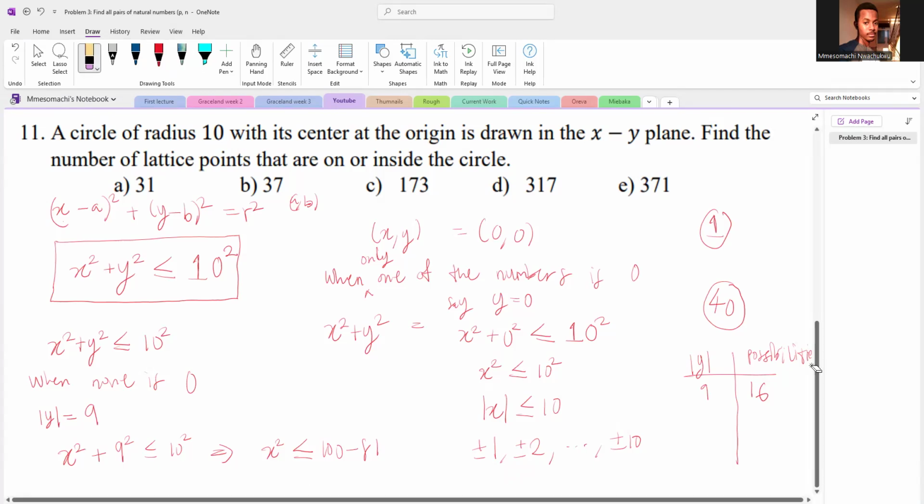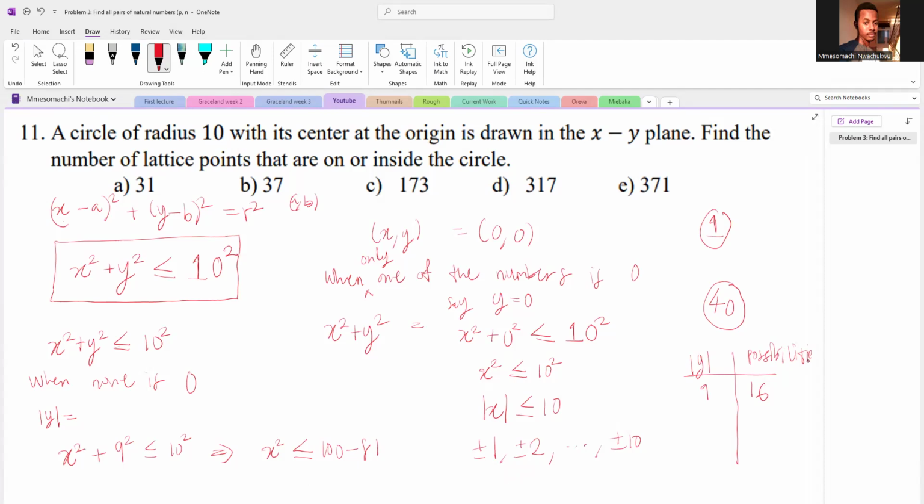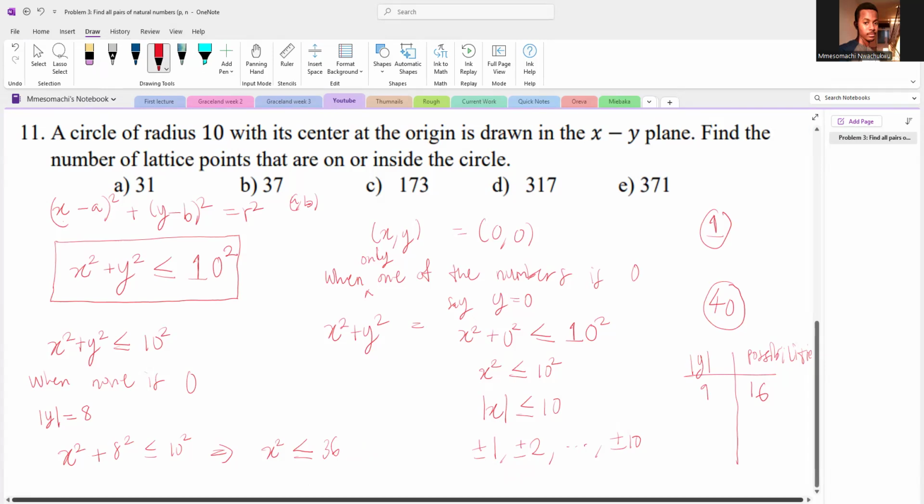And then we can do the same thing. So when the absolute value of y is equal to 8, this will be 8 squared. And then we'll have x squared less than or equal to 36, because 100 minus 64 is 36. And here we have plus or minus 1 up to plus or minus 6. Okay, so that's 12 possibilities. But then recall that there are 2 possibilities for y, so that's plus or minus 8. So that gives us 12 times 2, so 24 possibilities.